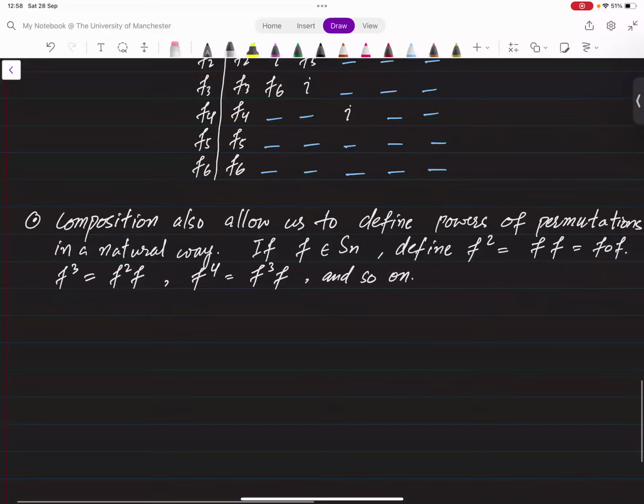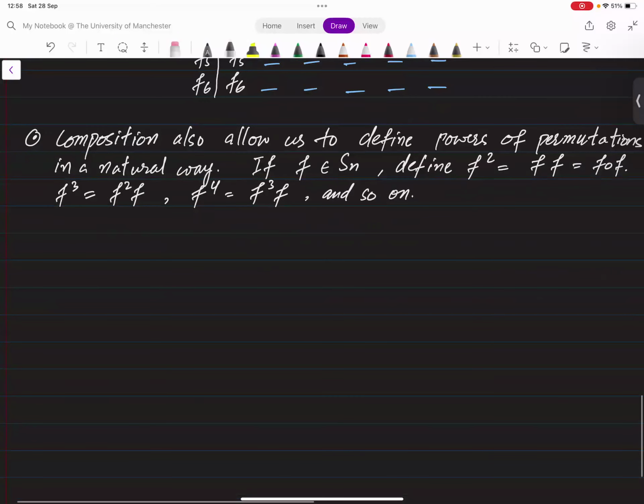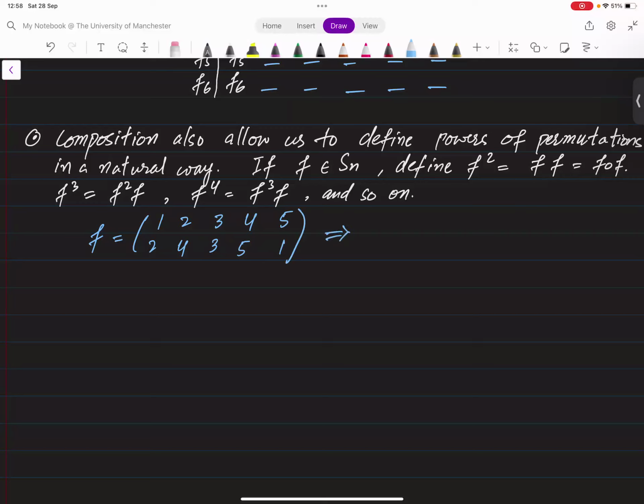right? So for example, if I have f as a permutation which is 1 goes to 2, 2 goes to 4, 3 is fixed, 4 goes to 5, 5 goes to 1, then f squared is going to be what?